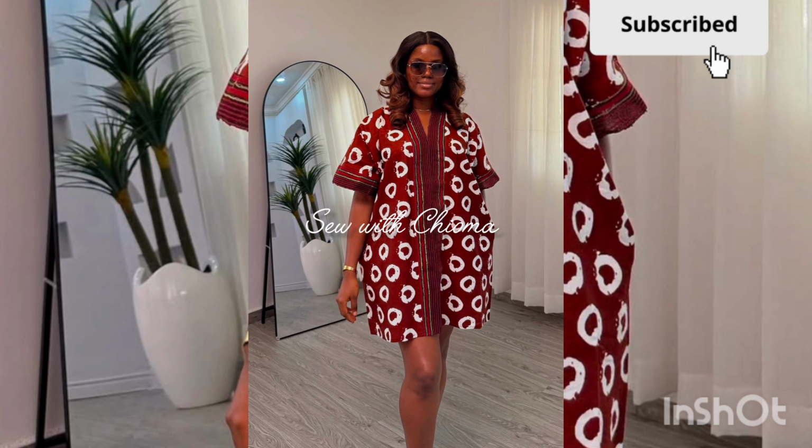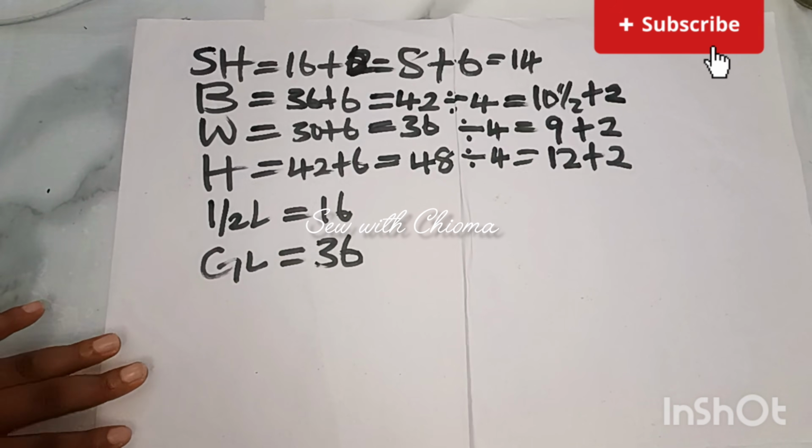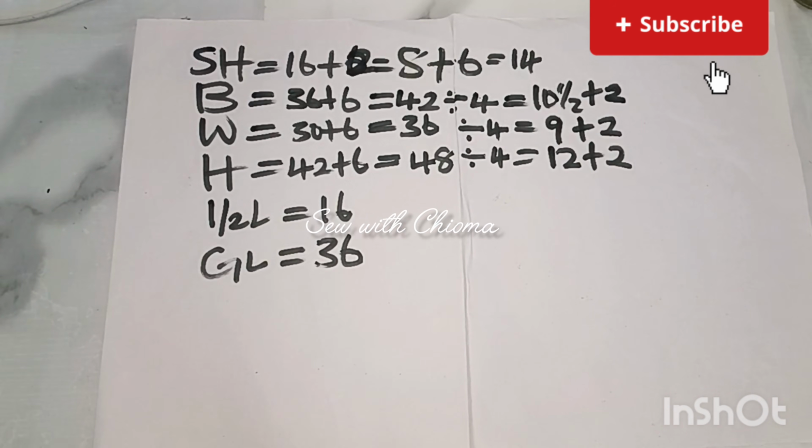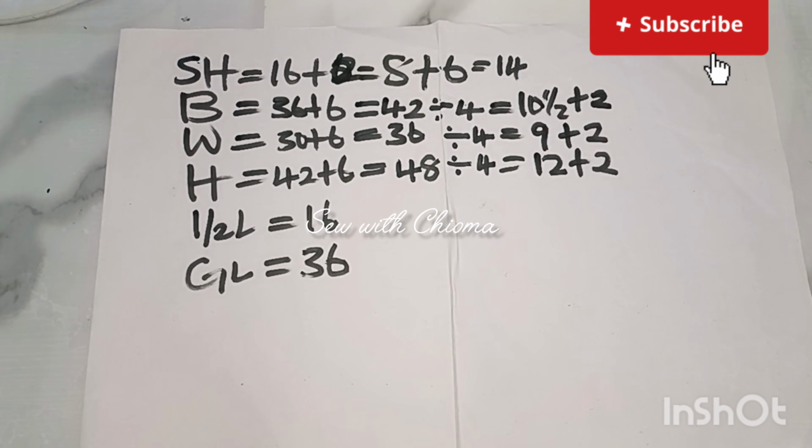Let's go. All right, now looking at the dress, it is a short skirt gown, so therefore our length has to be short, and if you watch, it is about 4 inches above the knee. So let's put that into consideration.